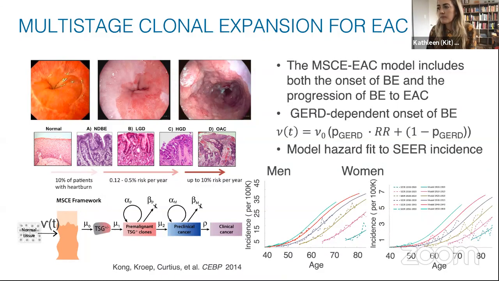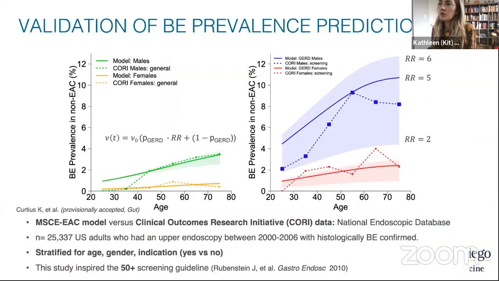So basically, this is to show you that the input for the model is incidence, so EAC incidence, and gastroesophageal reflux disease prevalence. Now that we have the model, we can look at the intermediary stages. We saw a really close fit of the model prediction for BE prevalence in the general population, stratified by age and gender. And then in the GERD-specific population, it gets a little more complicated because you've got this difference in relative risk for patients with GERD.